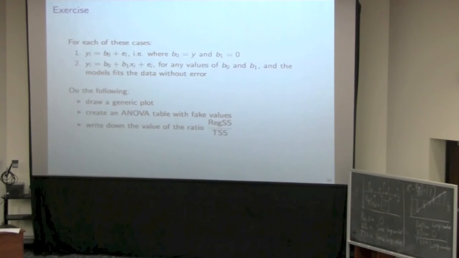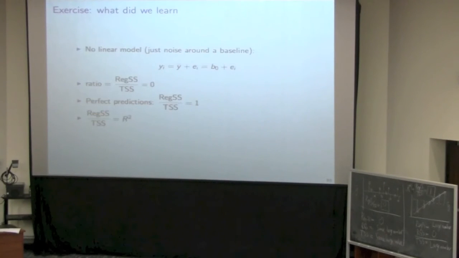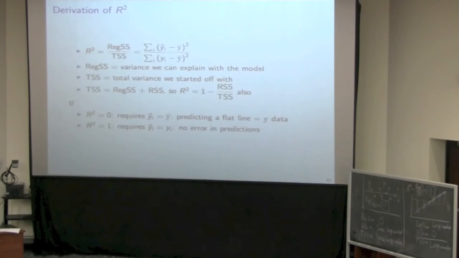So let's formalize that a little bit. We've done the generic plot, we've written down that ratio, regression sum of squares over total sum of squares. And we learned that if we've got no model, just our baseline, y bar, that ratio is zero. If we have perfect predictions, that ratio is one, and we call that ratio R squared for shorthand. It is simply a ratio of what you can explain divided by where you start, the total sum of squares.